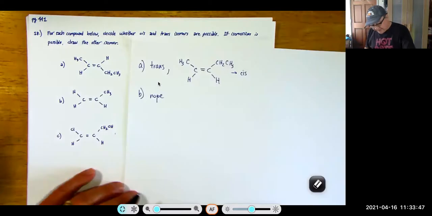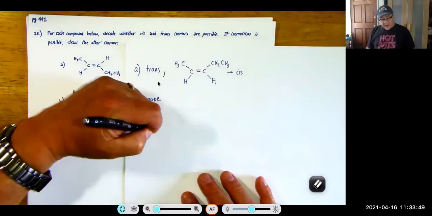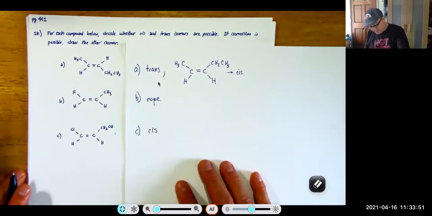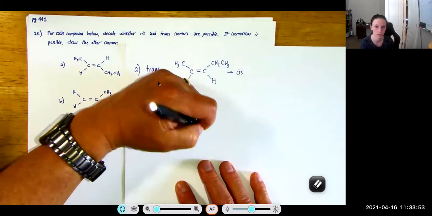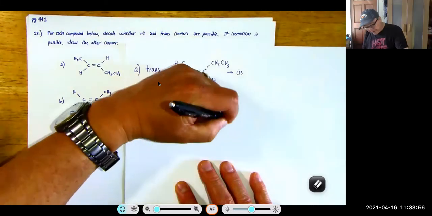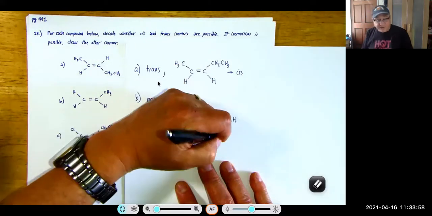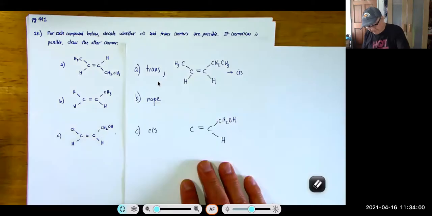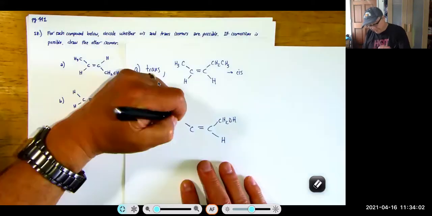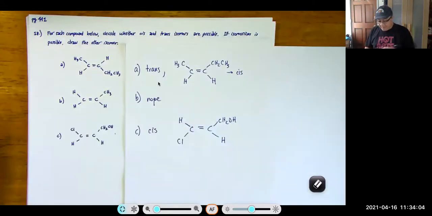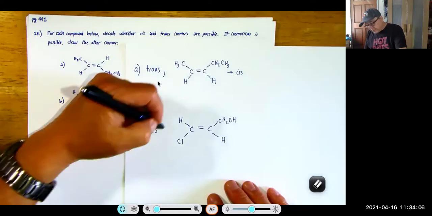Now, C, it's cis. So let's draw the trans. What are you going to do? You're gonna switch two of them on one side. Doesn't matter which side. Is the answer absolutely not? So there you go. And this one is the trans.